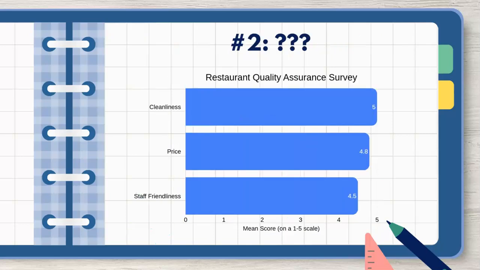Our second example of a misleading graph comes in the form of a horizontal bar graph. Here, we're looking at mean results from a restaurant quality assurance survey, and our first impression is probably positive. Every category presented is rated very highly. After seeing this data, you might be encouraged to eat here for dinner.